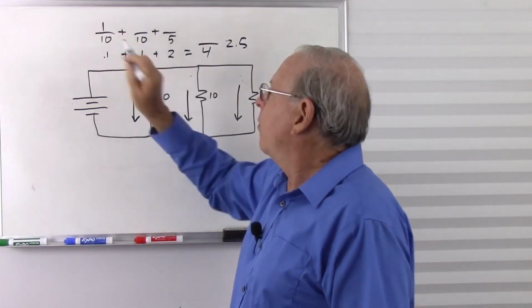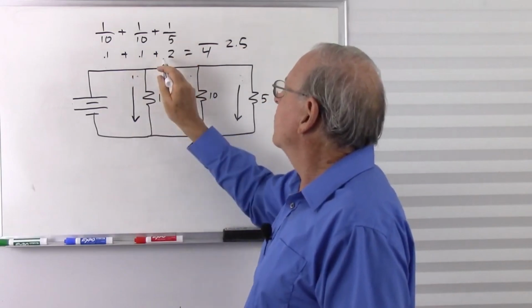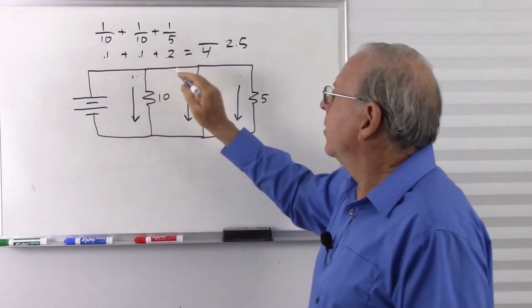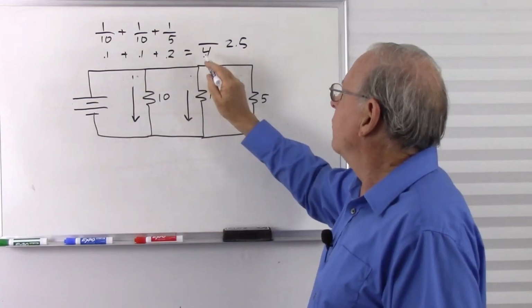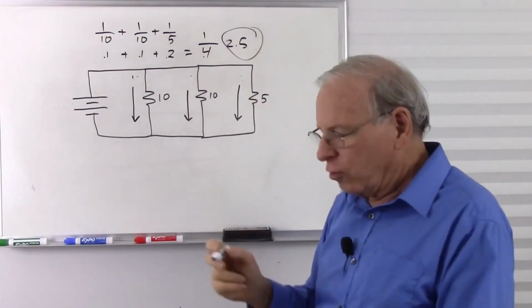10 goes into 1 volt, 0.1. 10 goes into 1 volt, 0.1. 5 goes into 1 volt, 0.2. 0.1 plus 0.1 plus 0.2 equals 0.4. That goes into 1 volt, giving us again the answer of 2.5.